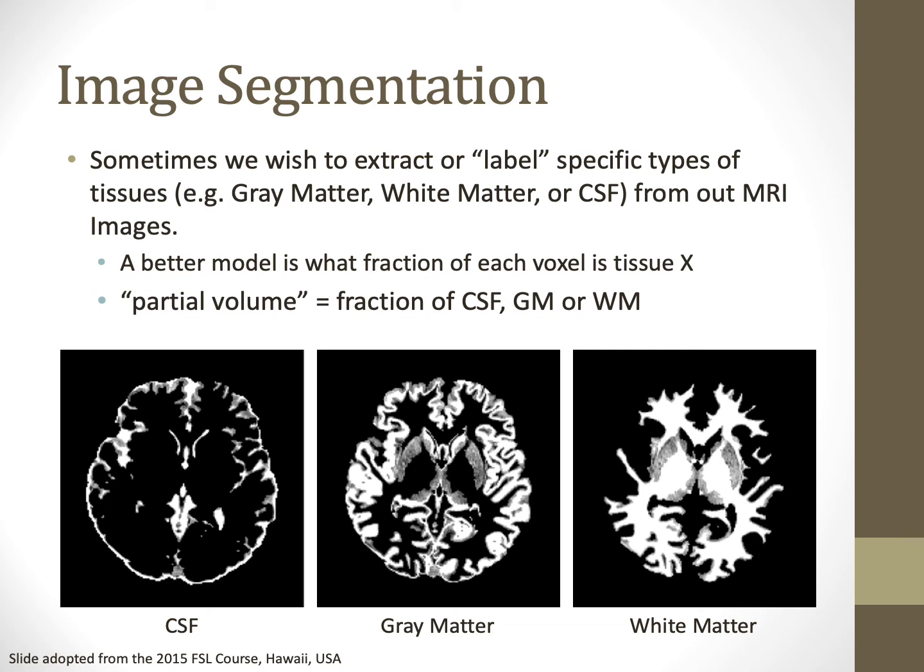Sometimes we wish to extract or label the brain based on its underlying tissue types or identify different brain regions and structures. This process of partitioning the brain into these different tissue types, brain regions, or cortical parcellations is called image segmentation. An example of an MRI image segmented into 3 tissue types, namely cerebrospinal fluid or CSF, gray matter, and white matter, is shown here.